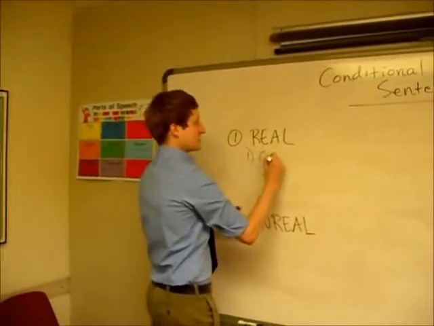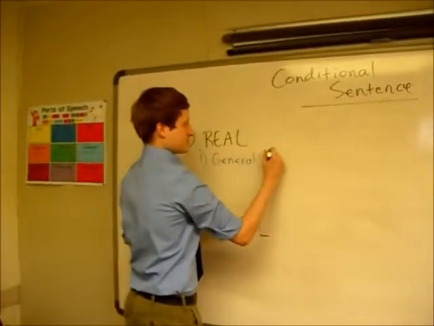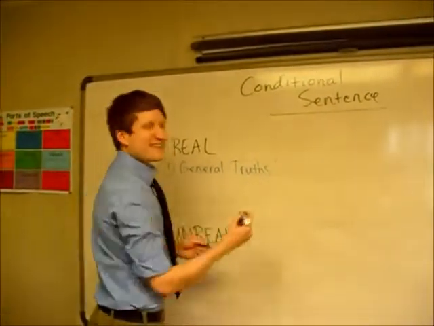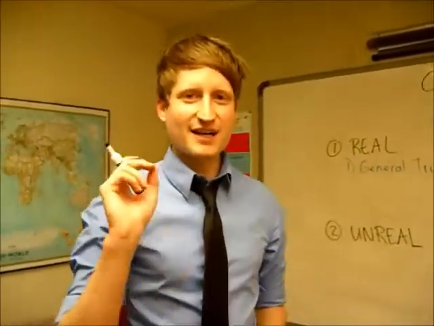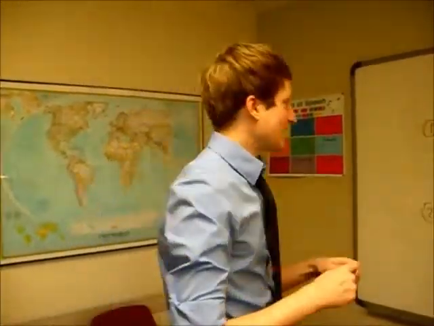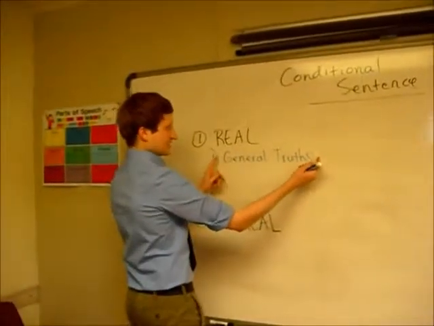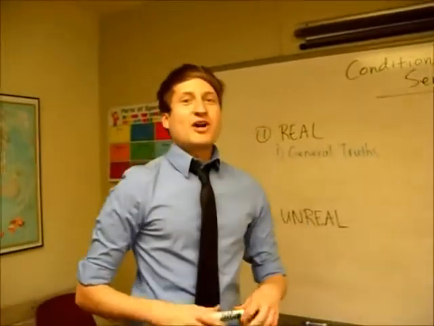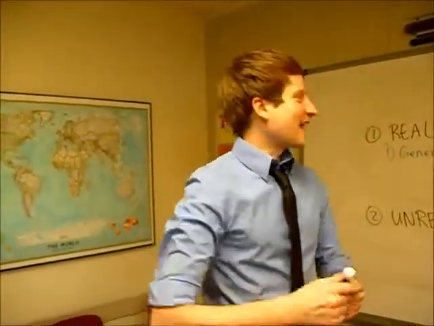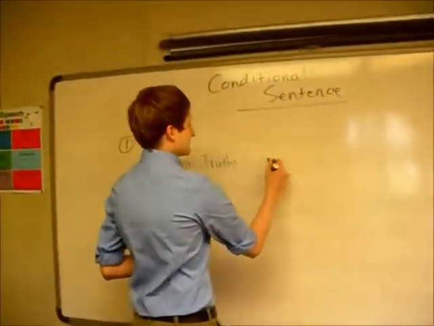This is for general truths. Right? General truths. Things that are always true. Always, 100% of the time true. Maybe things about science, or things about habits. Habits that people have. If it's always true, it's this one, right? Number one. I'll give you an example. This one is about science. It's a scientific fact. You can make a sentence like this.